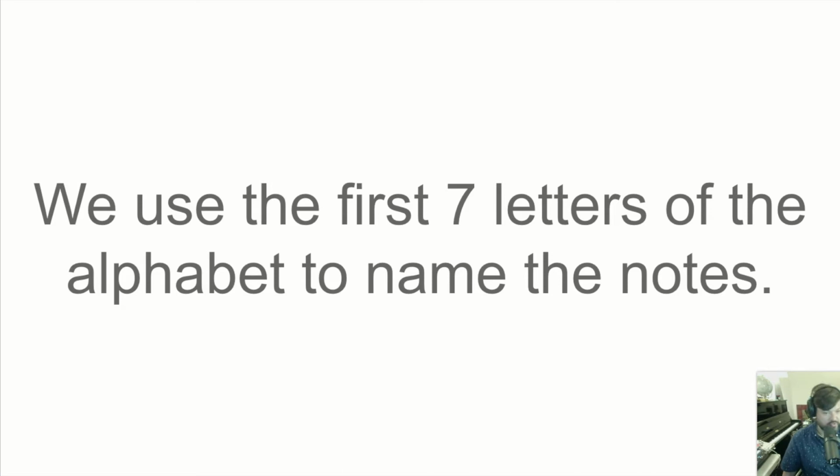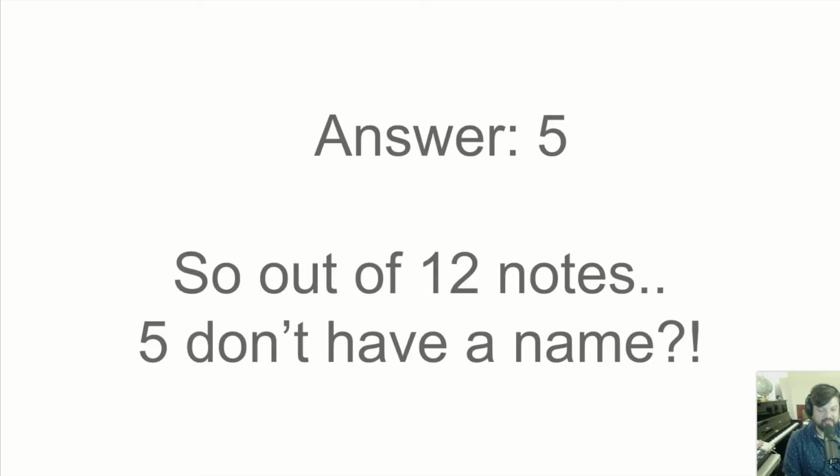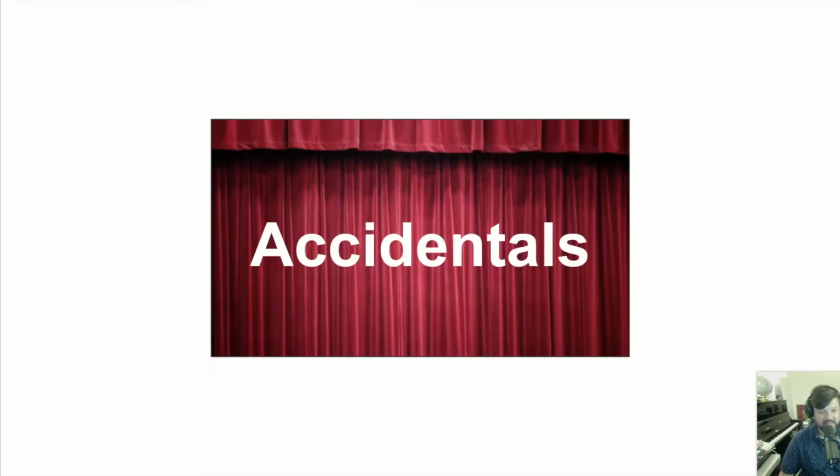How do we name notes? We use the first 7 letters of the alphabet, A through G: A, B, C, D, E, F, G. 7, but we have 12 pitches. We have a problem. 12 minus 7 is 5. So out of 12 notes, 5 don't have a name. Accidentals. Here we go.